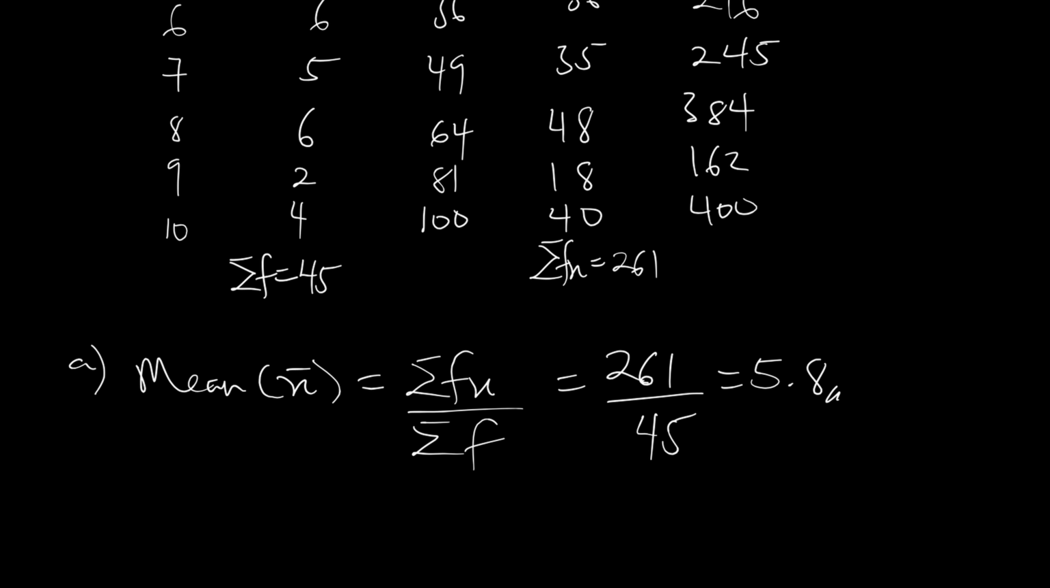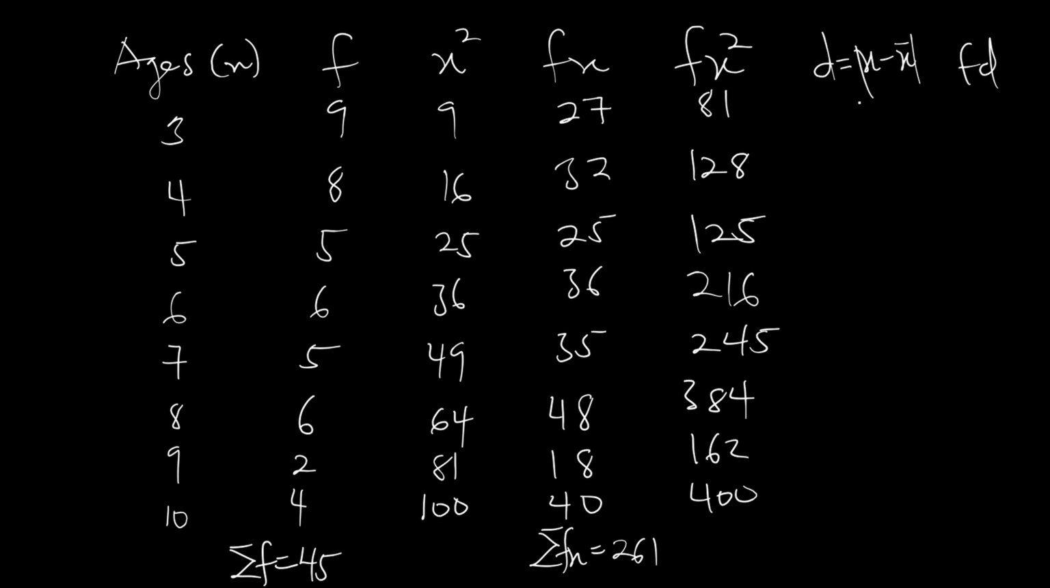Now since we know our x bar, we can fill this column. For x equals 3, 3 minus 5.8 gives negative 3.8, but the absolute value of negative 3.8 is 3.8. Our x bar is 5.8, so the absolute value of x minus x bar is the absolute value of 3 minus 5.8, which is 2.8. When we do this for all the values, we should get 2.8, 1.8, 0.8, 0.2, 1.2, 2.2, 3.2, and 4.2.